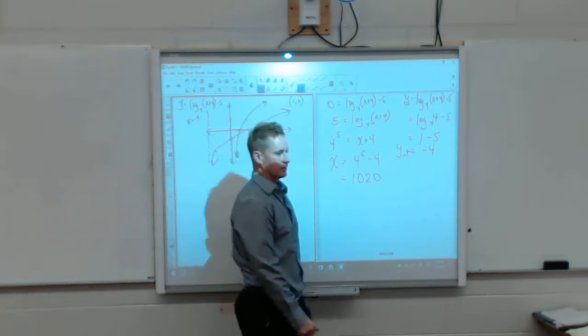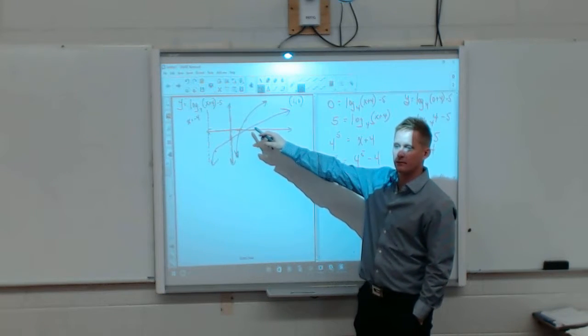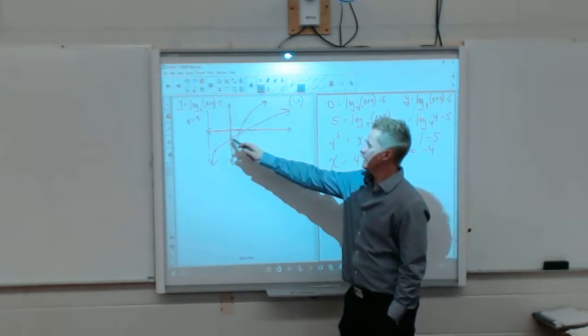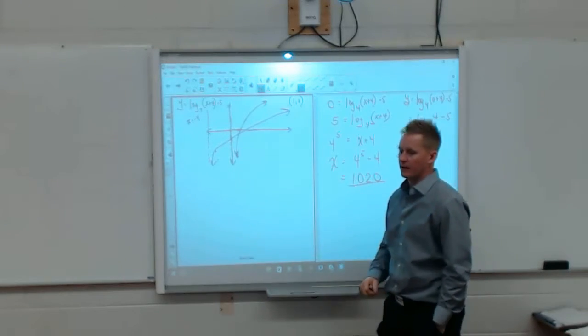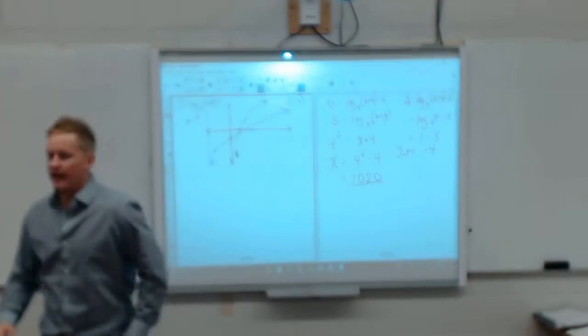Something like that, a little curve, because this has to go to 10, 20. That's where it crosses it. And then this y-intercept here is -4. What's the equation of the asymptote here?